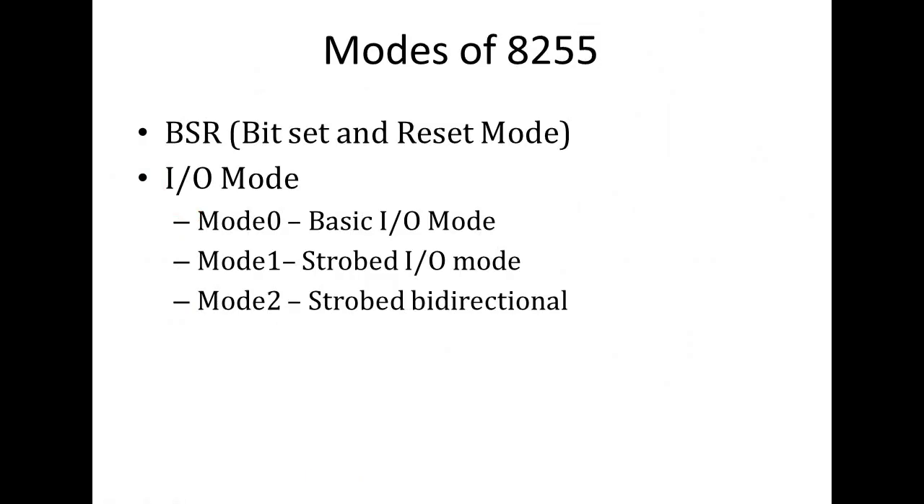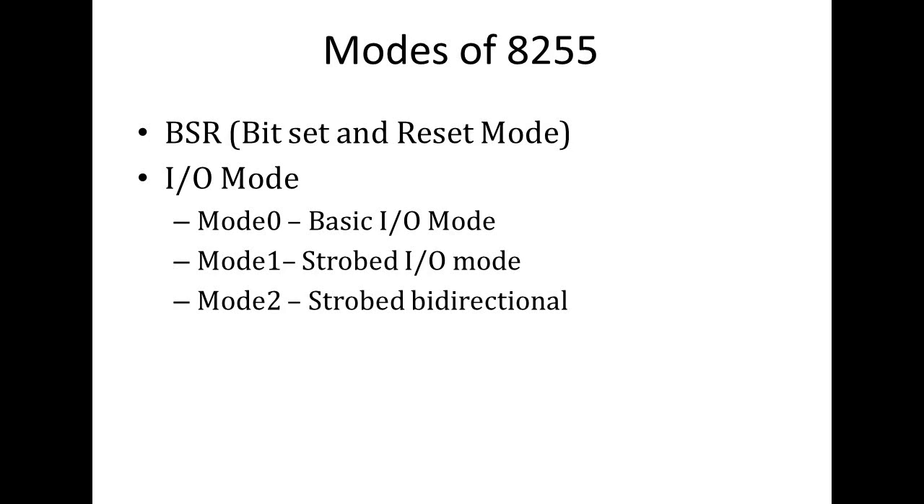There are 2 major modes, BSR mode, bit set and reset mode. When you transmit and receive data parallelly, we cannot enable or disable a particular line or pin. But we will have a number of applications where we have to enable or disable a particular pin. That is also possible using this programmable peripheral interface 8255. That mode is called BSR mode, bit set or reset mode.